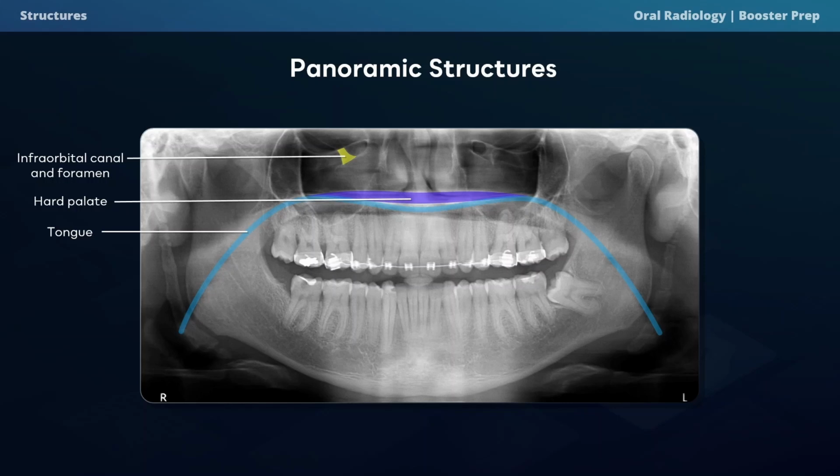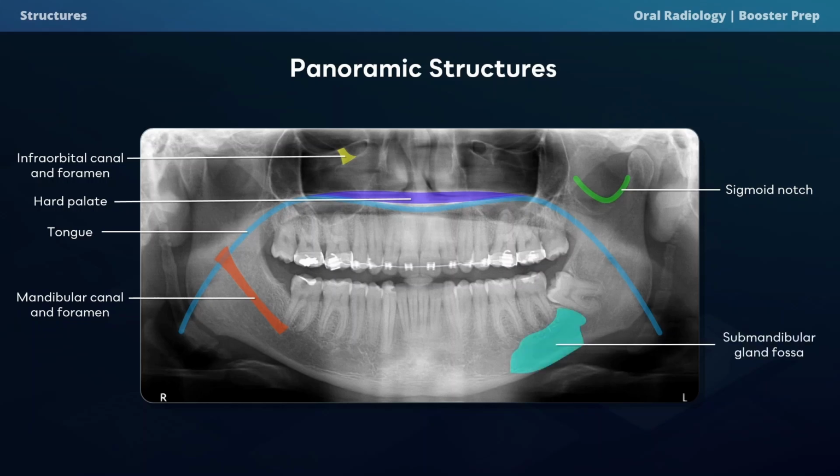Moving on to the mandible, we have the mandibular canal, which is a radiolucent band within the mandible housing the inferior alveolar nerve. And the mandibular foramen is the opening on the inner surface of the ramus for the entry of the inferior alveolar nerve. The sigmoid notch is a depression between the condyle and the coronoid process, and it can be noted over here. The submandibular gland fossa is a radiolucent depression below the mandibular molars.